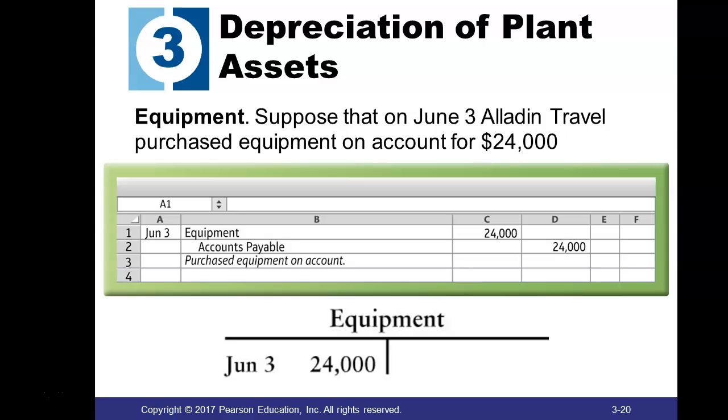So here we are. We're going to purchase equipment, and we're going to purchase the equipment on account. Equipment is going to be our asset. We know assets go up with debits. And as you can see on the T account below, a debit is going to be on the left-hand side. That's going to be a debit.